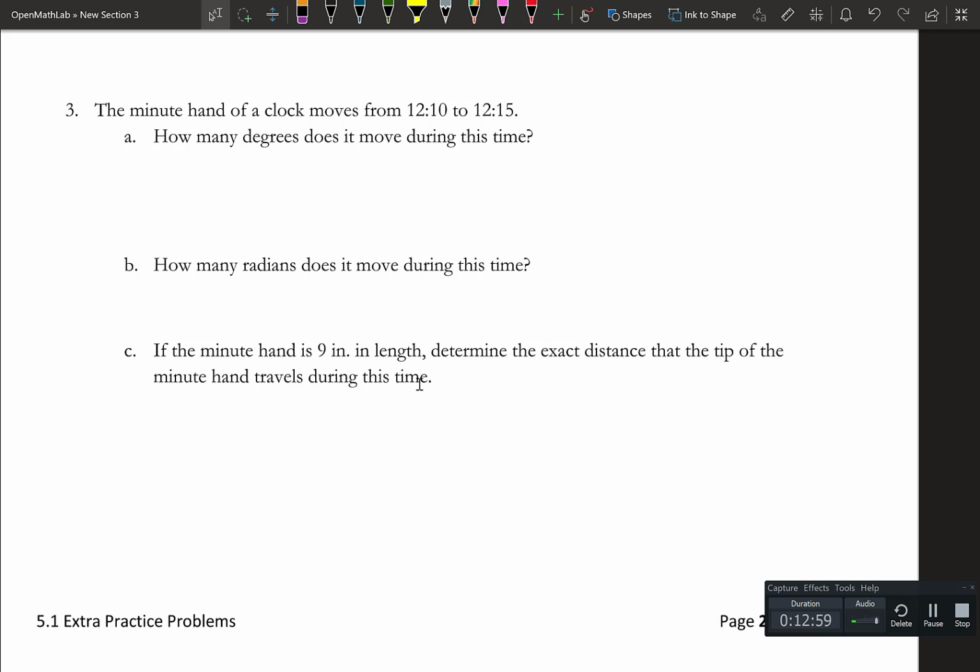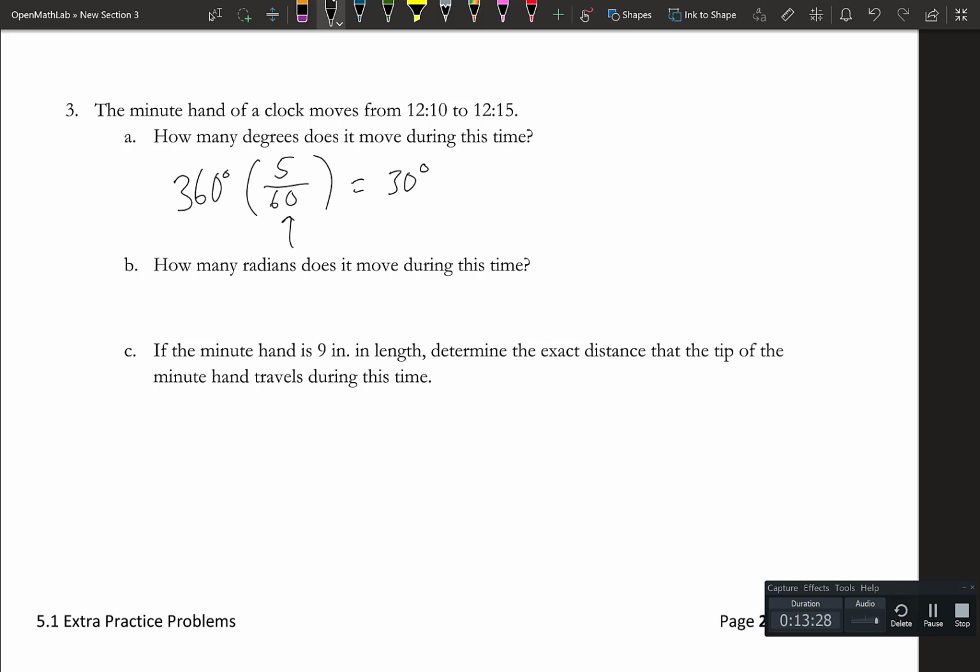The way I think of this one is, a full rotation of a clock is 360 degrees, and there are 60 minutes in one rotation. So we're moving 5 minutes. That's 5 divided by 60 of a rotation, 5 minutes out of 60 total minutes. If you multiply these, we end up getting 30 degrees.